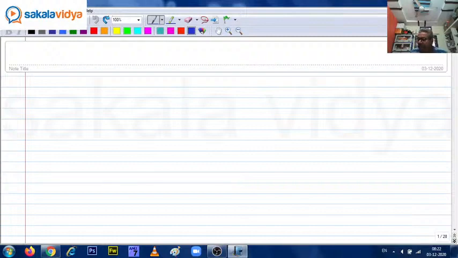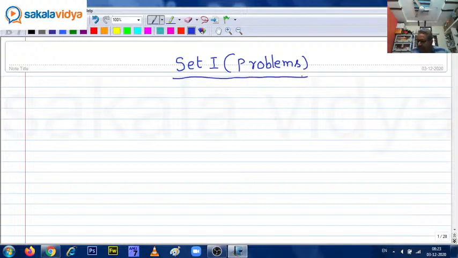So now we have been discussing the problems on trigonometry related to the Andhra Pradesh and Telangana 10th board. Okay, so today we discuss the set 1 problems. Even this may be useful for CBSE also, ICSE also, all the boards.